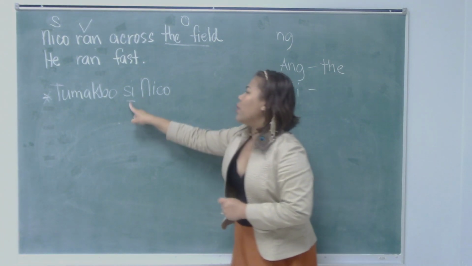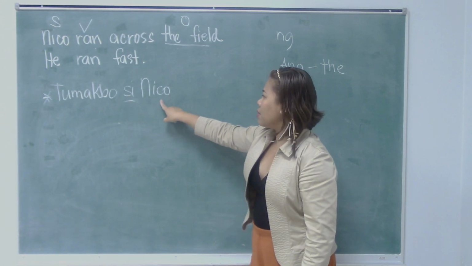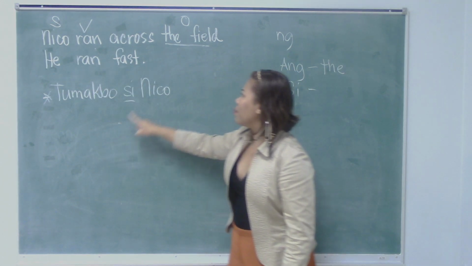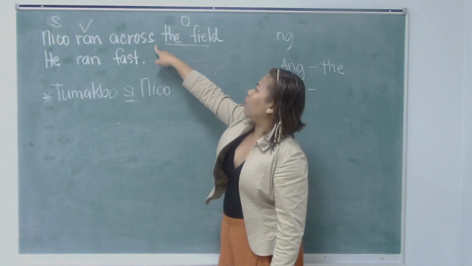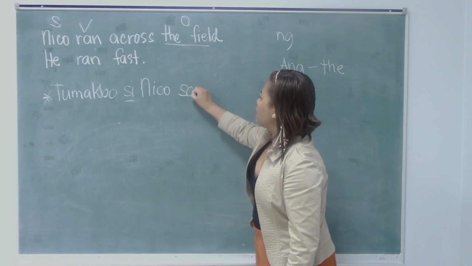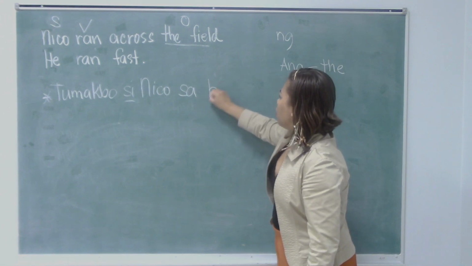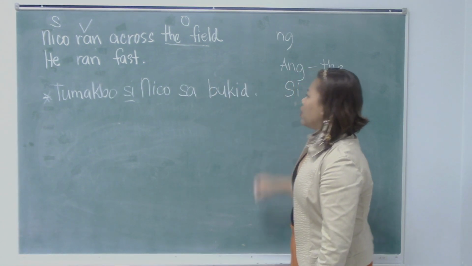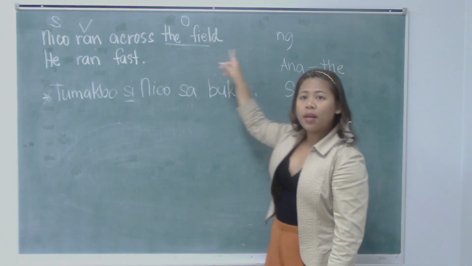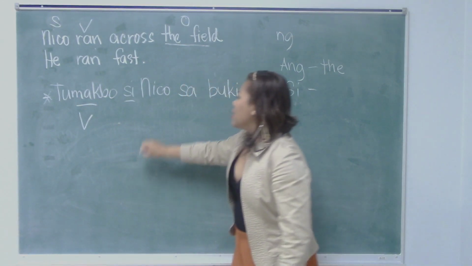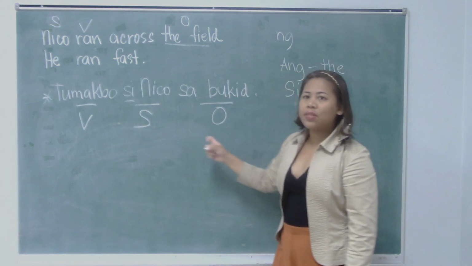So in here, we need to introduce Nico. We need to use a personal topic marker, si. So we say ran, tumakbo. Our subject will be Nico, so we say si Nico. Tumakbo si Nico. Across in Filipino is sa. It's a preposition. Tumakbo si Nico sa field, which is bukid. So when you translate the sentence, Nico ran across the field, which is in SVO pattern, it will become tumakbo si Nico sa bukid. So now it's in VSO.